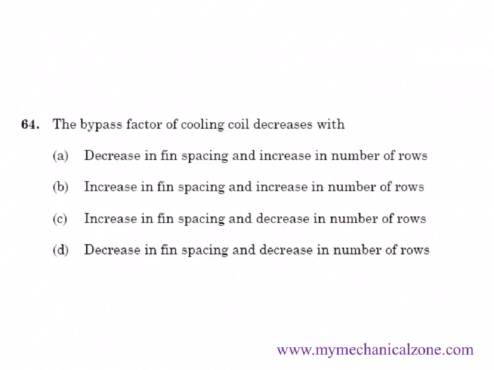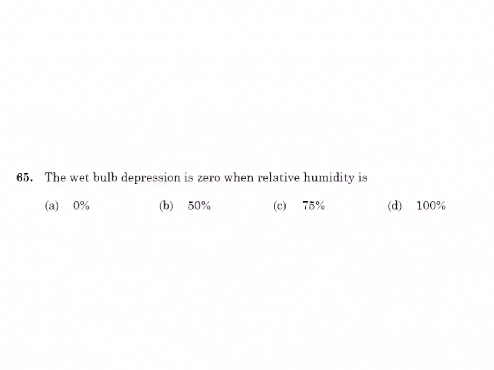The bypass factor of cooling coil decreases with: option, decrease in fin spacing and increase in number of rows. Yes. A is your correct answer. Bypass factor decreases with decrease in fin spacing and increase in number of rows. Final difference by initial difference, that is bypass factor. The wet bulb depression is 0 when relative humidity phi is 100%. That time wet bulb depression is 0. D is your correct answer.